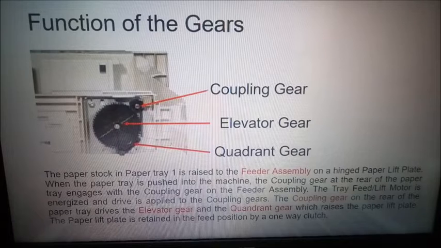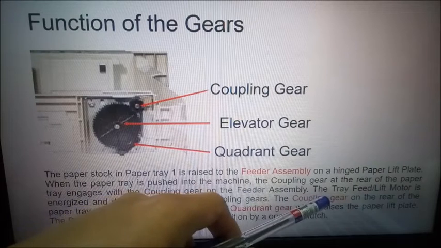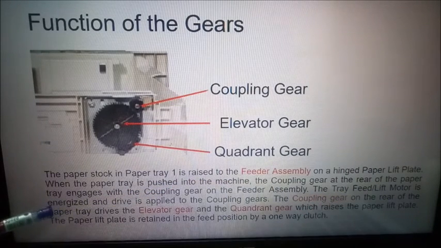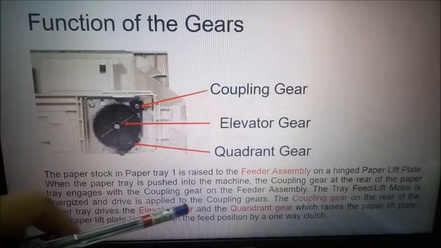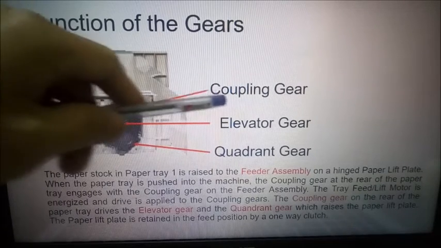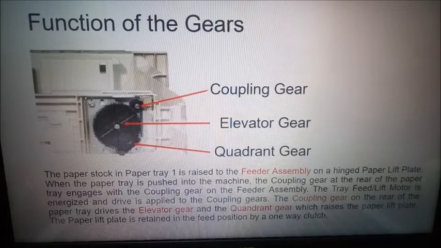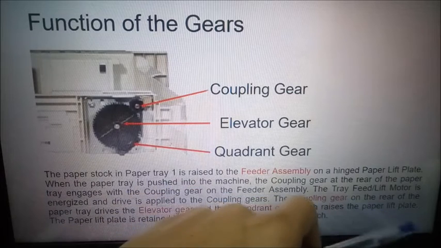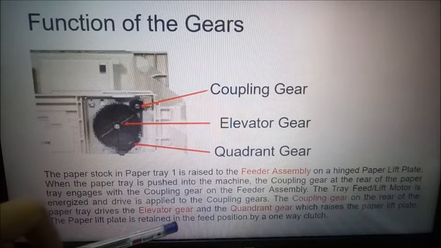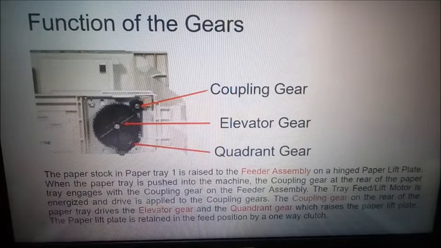Okay, the paper stack in paper tray 1 is raised to the feeder assembly on a hinged paper lift plate. When the paper tray is pushed into the machine, the coupling gear at the rear of the paper tray engages with the coupling gear on the feeder assembly. The tray feed lift motor is energized and drive is applied to the coupling gears. The coupling gear on the rear of the paper tray drives the elevator gear and the quadrant gear, which raises the paper lift plate. The paper lift plate is retained in the feed position by a one-way clutch.